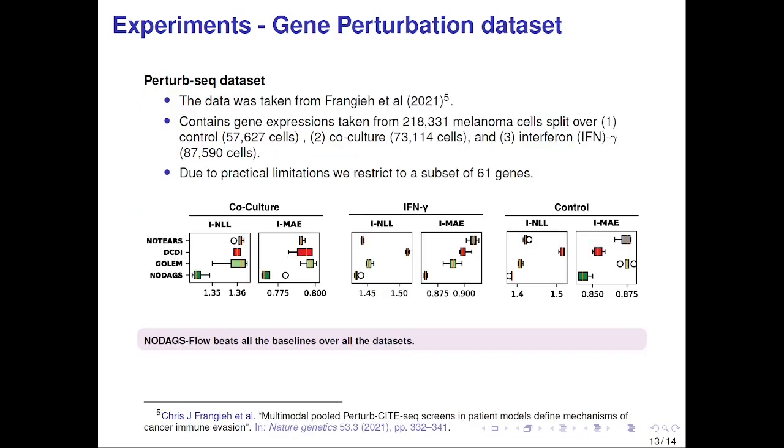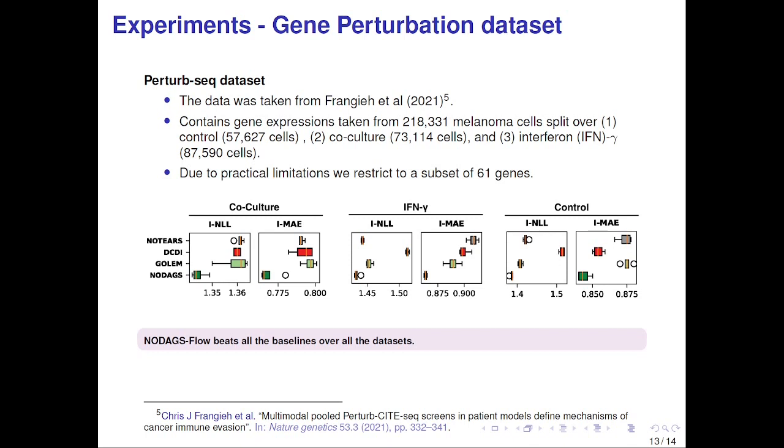We also compare NODAGS-Flow with the baselines on a real-world gene perturbation dataset. The dataset under consideration was taken from Frangi et al., which contains gene expressions from over 200,000 melanoma cells split over 3 different groups: control, co-culture, and interferon gamma. And each cell measurement here contains gene expressions for over 20,000 genes in the human genome, but due to practical limitations we restricted to a subset of 61 genes.